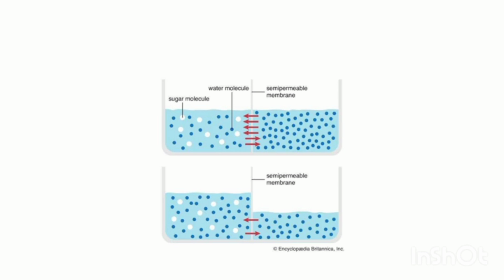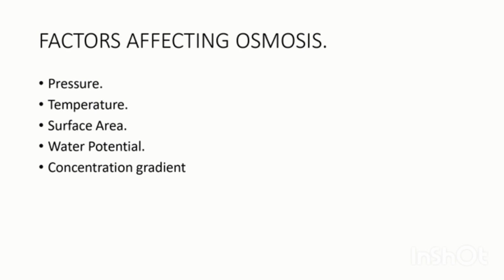That is the diagram illustrating osmosis. These are the factors, and there is surface area and water potential too. When the surface area is large, the rate of osmosis will also be large. The reading assignment will be on water potential: how does water potential affect osmosis?